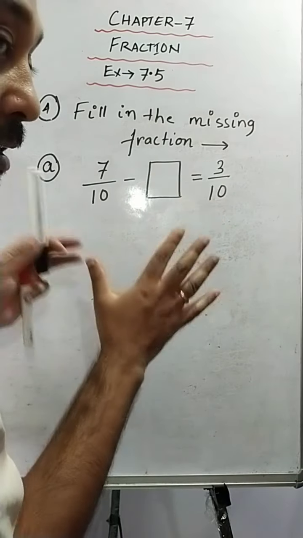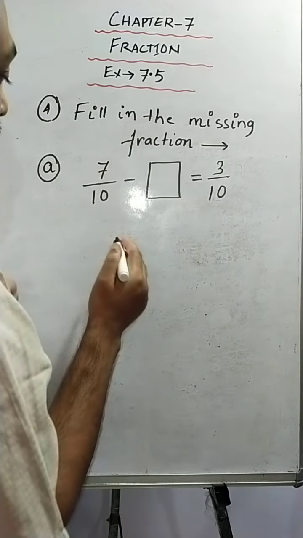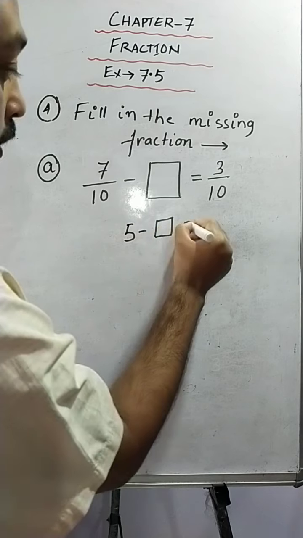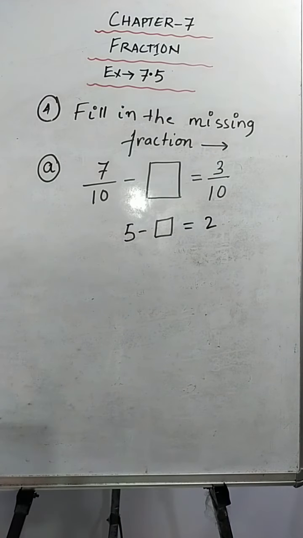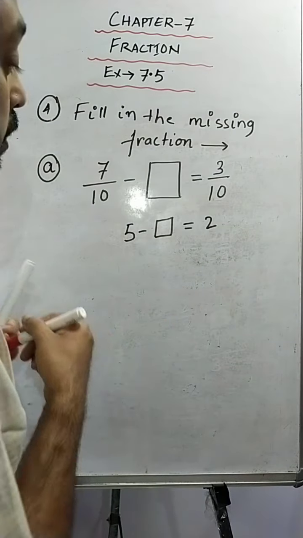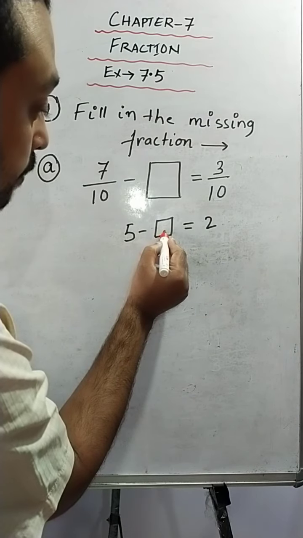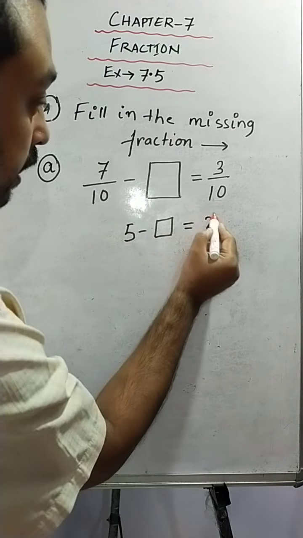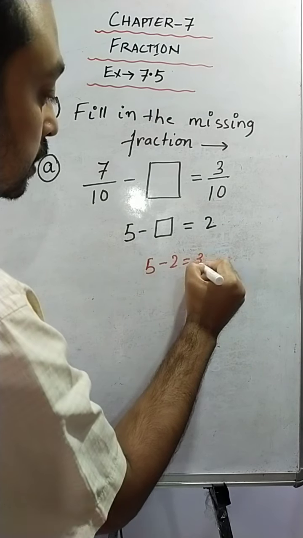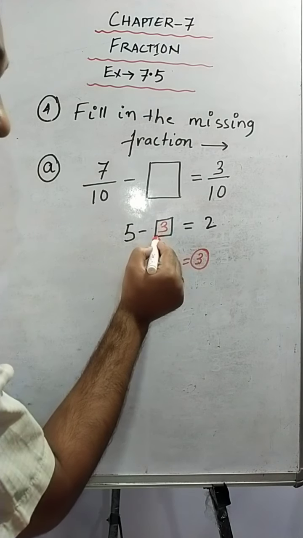To understand this part, let me give you a very simple example. Suppose 5 minus what is equal to 2. Okay, if I ask you, then he will promptly say, sir, 3, isn't it? So how are you getting this 3, boys? This is what you have to understand. To get this number, we are subtracting 2 from 5, isn't it? That is 5 minus 2, we are getting 3.